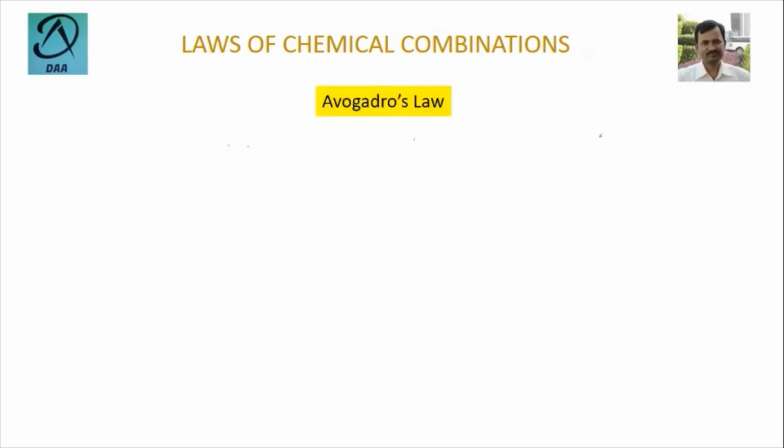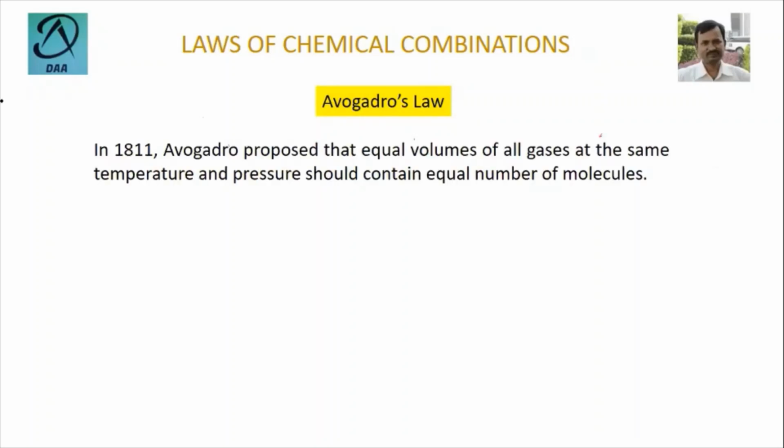Now, Avogadro's law. In the year 1811, Avogadro proposed that equal volumes of all gases at the same temperature and pressure. You see that you always mention the same temperature and pressure when describing the volume of a gas. They should contain equal numbers of molecules.